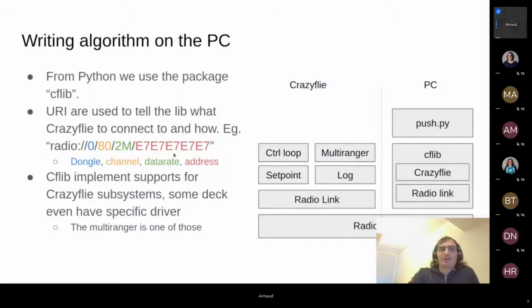The radio URI looks as such: radio://0/80/2M/E7777777. And I noted here what things mean. So the first 0 is a dongle.